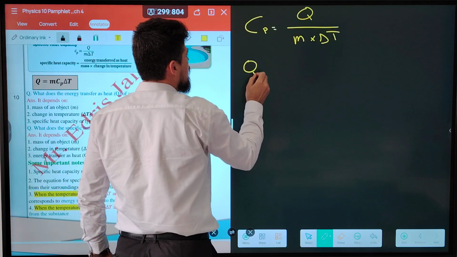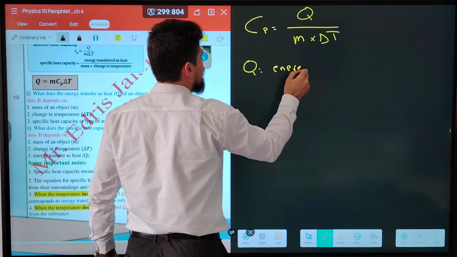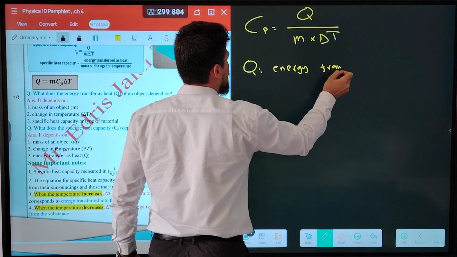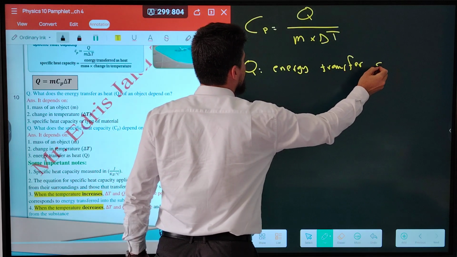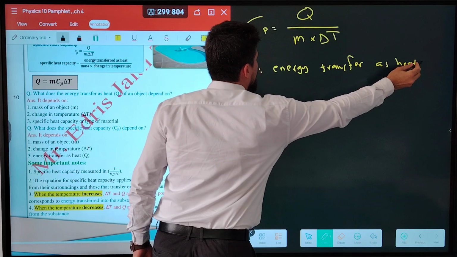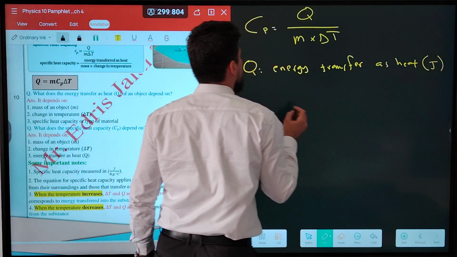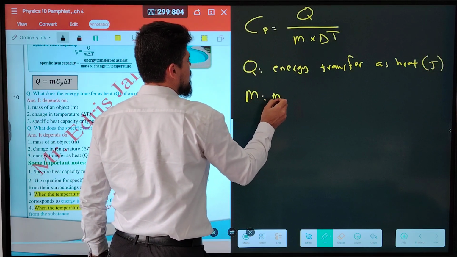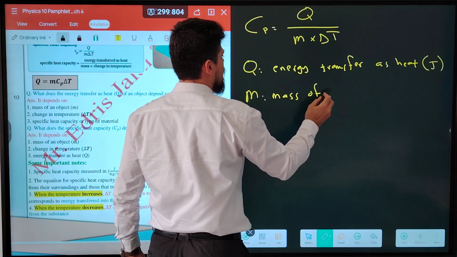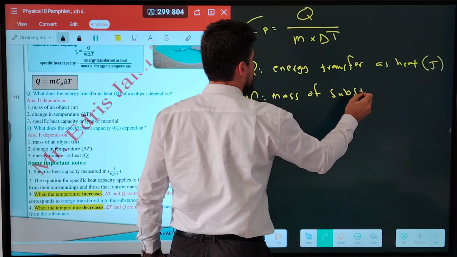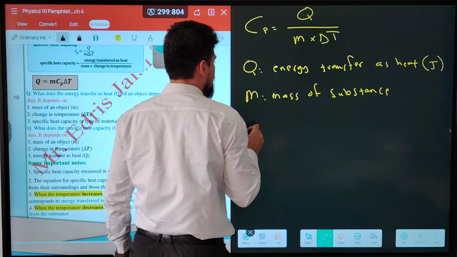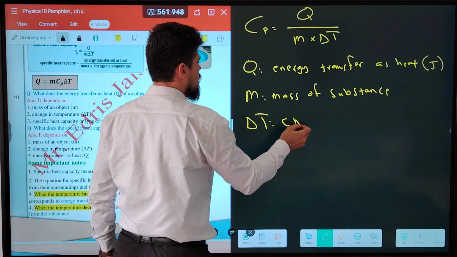What is Q? Energy transfer as heat. Measured in what? Joules. m is the mass of the substance. Delta T is the change in temperature.